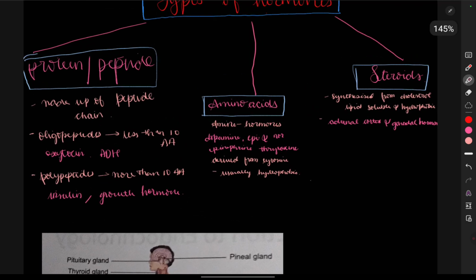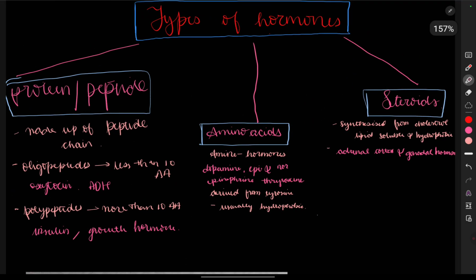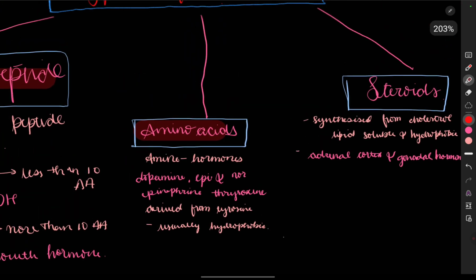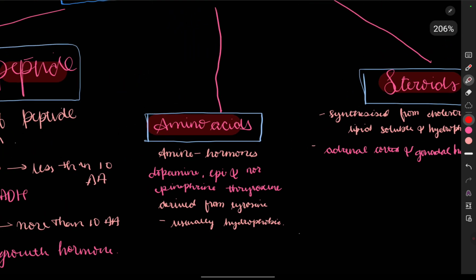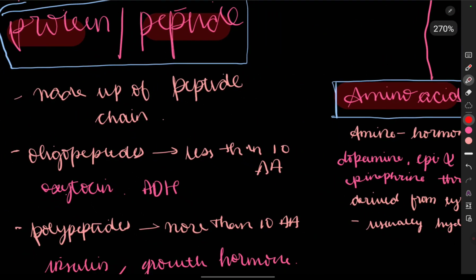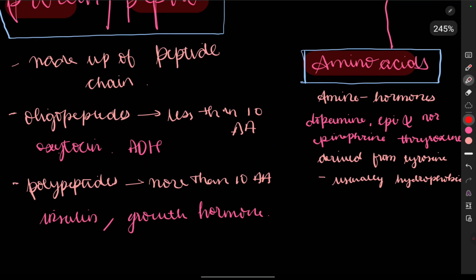Now, types of hormones. There are three types of hormones that we're going to see. We have the protein or peptide hormones, the amino acid hormones, and the steroid type of hormones. The protein or peptide hormones are made up of peptide chains.